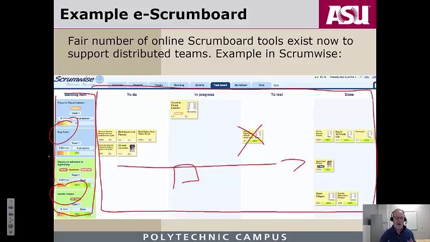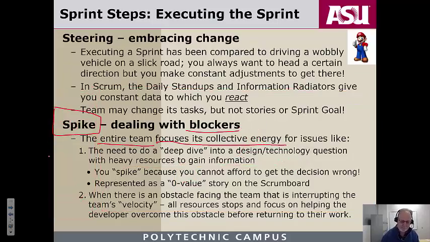The car's stalled. We can't, as a team, do anything until we restart it. So that's called a spike. All right. The team does whatever they need to do. They may need to do a deep dive into a designer technology question with everybody in order to get information.